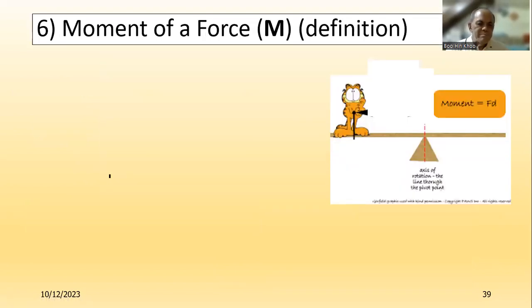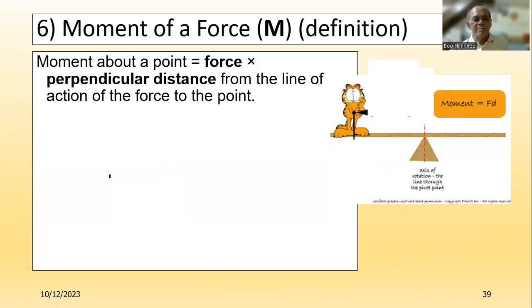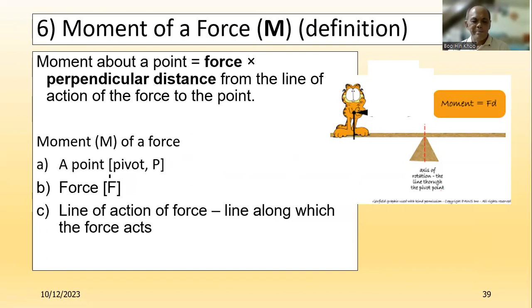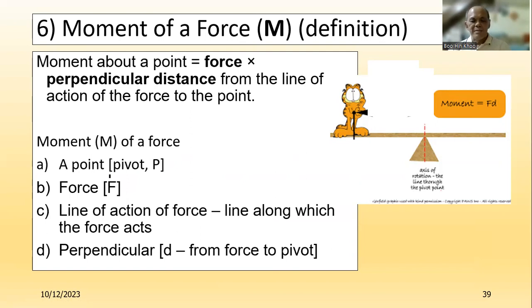Okay, so we define the moment of a force. That's how we define it to measure the magnitude. Moment about a point, usually the point is a pivot: force times perpendicular distance from the line of action of the force to the point. In this case, for the moment of a force, we need a pivot P, a force F, the line of action, which is the line along which the force acts, and the perpendicular distance.